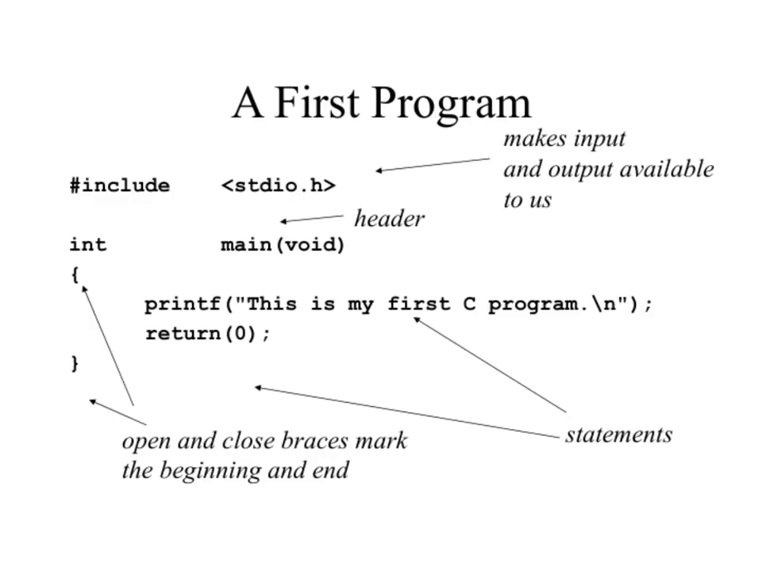All right, let's break down what's happening here. This slide shows us a simple C program, which makes input and output available to us. The key idea is that open and close braces are used to mark the beginning and end of certain statements, specifically the header and the main function. You'll notice the line with hash include stdio.h.